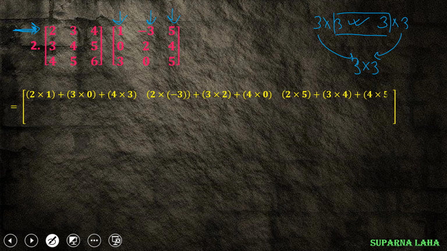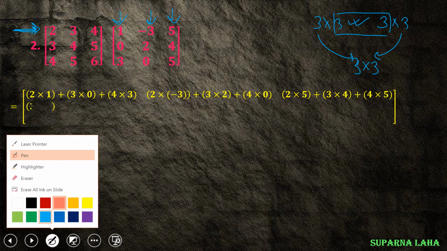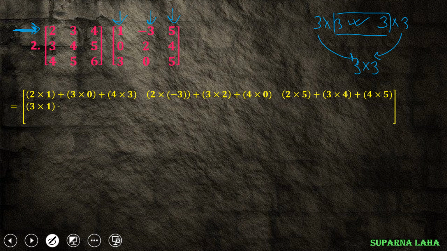That's all. Now, let us move to the second row with first column. So, 3 into 1 plus 4 into 0 plus 5 into 3. Second row, second column. So, 3 into minus 3, 4 into 2 plus 5 into 0 plus 5 into 0. So, second row, third column, 3 into 5, 4 into 4 plus 5 into 5.